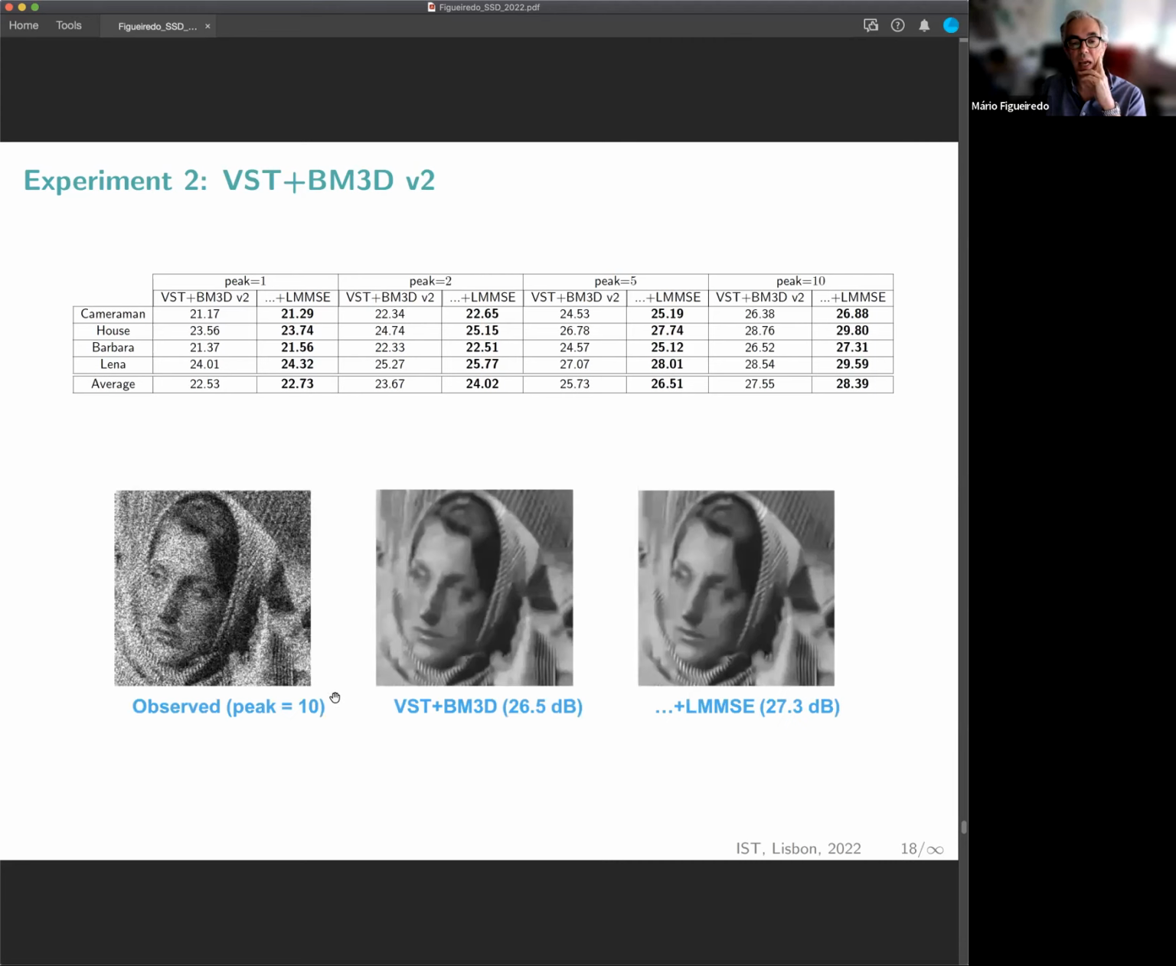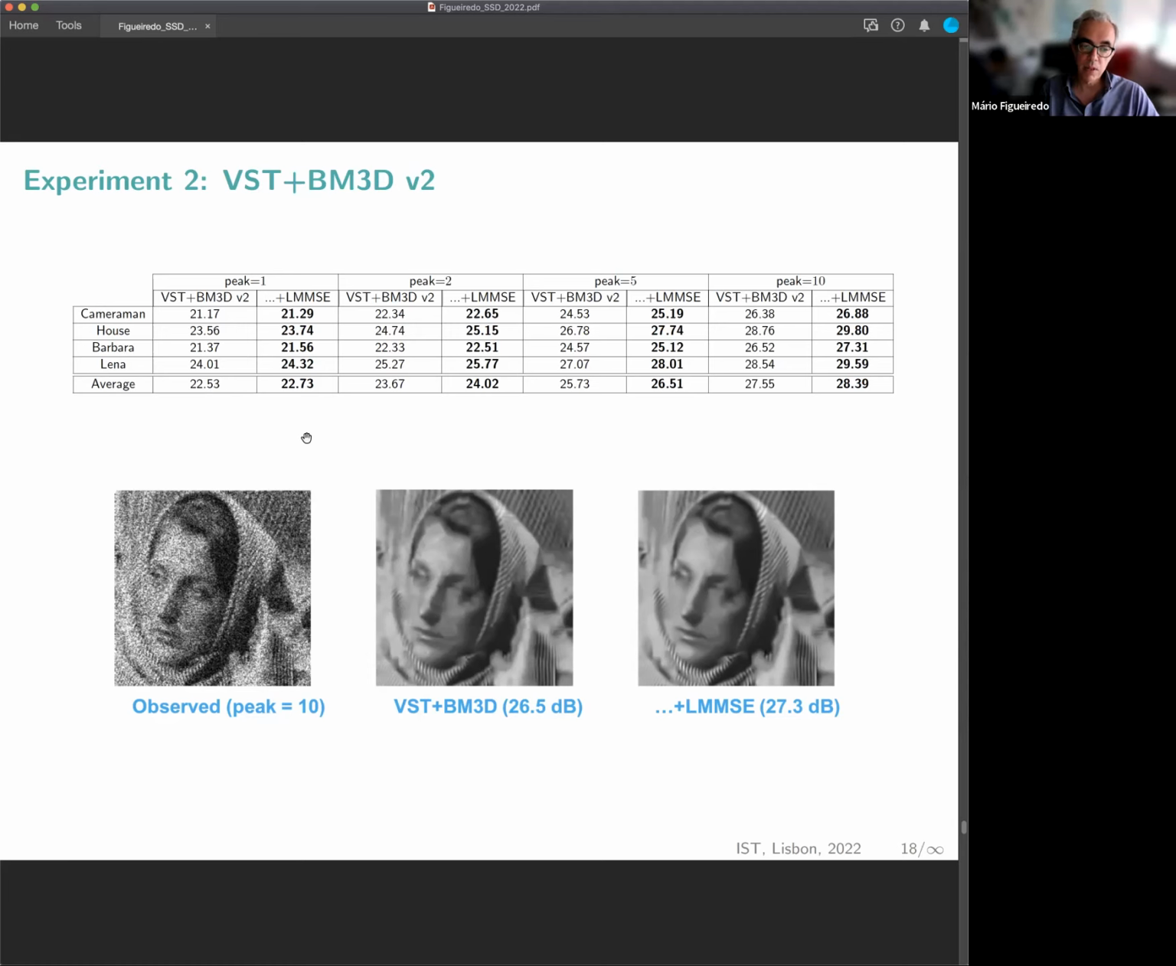So this is for peak 10, so VST plus BM3D, in this case, the second version. This is 26.5, this is 27.3. So in this case, it's 0.8 dB improvement, and it's a much nicer looking image. So this is kind of the results. We have, of course, more results. I won't bore you with a lot of results. So this is seen as a post-processing.